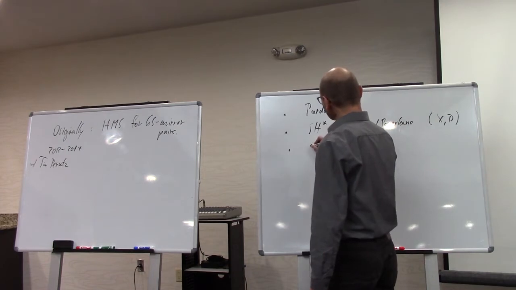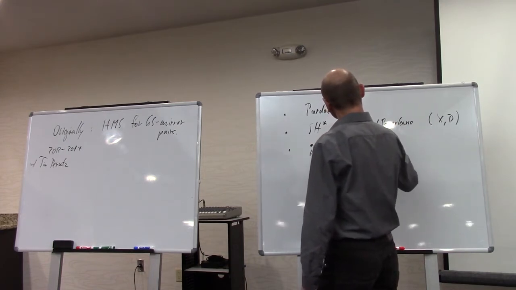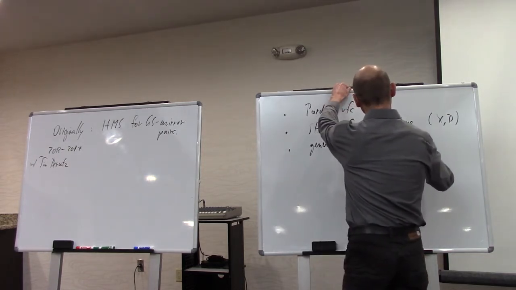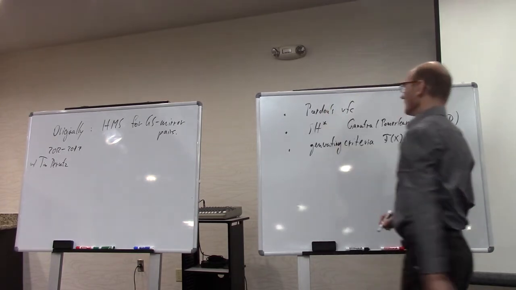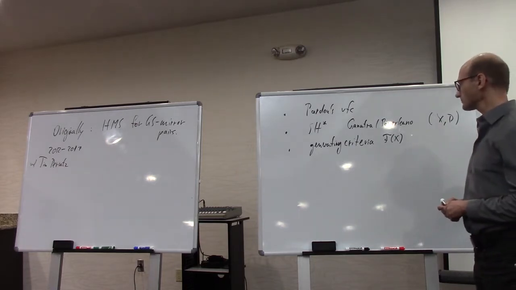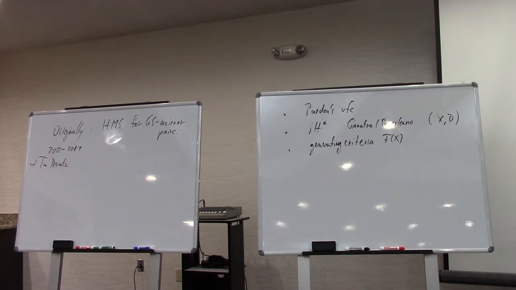Then there are generation criteria for the Fukaya category, starting with Mohammed, and I will tell some other version that has been done by Ganatra, by Perutz and Sheridan, and also by Ganatra.